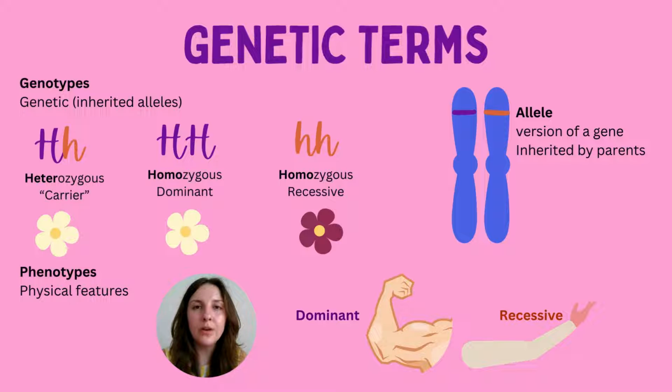However, if you've got two dominant alleles, we call this a homozygous dominant individual. Homozygous meaning two of the same. And of course, we can have homozygous recessive. So we have two of the same, but they're both lowercase, they're both recessive.